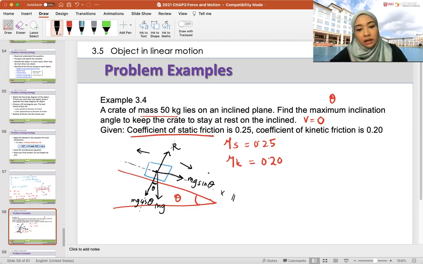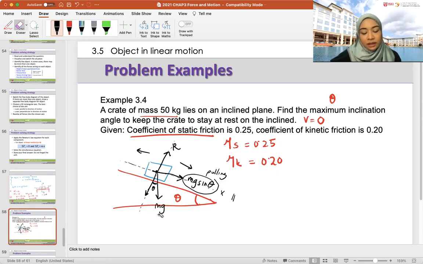We have mg sine theta pulling ataupun pushing the box downwards, and mg cosine theta is the component acting perpendicular to the surface. So we have mg sine theta yang tarik box tu ke bawah. Mana dia datang? Dia datang daripada mg. It's from gravitational force lah. So betul lah, cuma not mg entirely. Only the component of mg acts to tarik the box. Faham tak? Does that make sense?